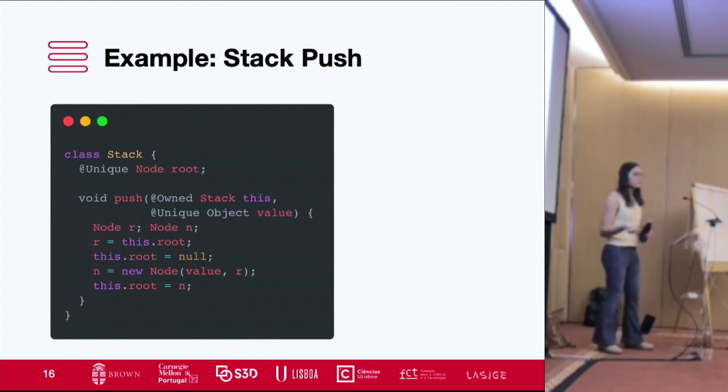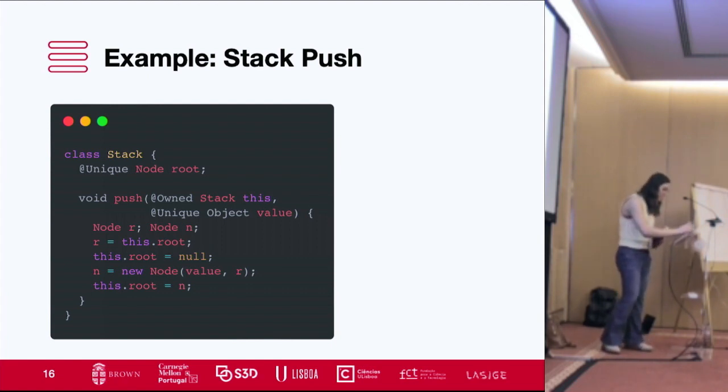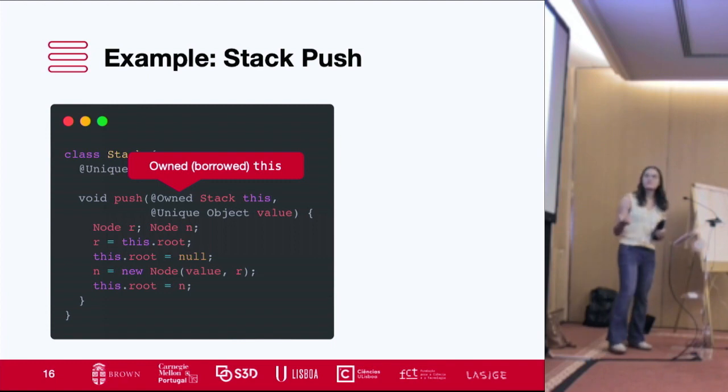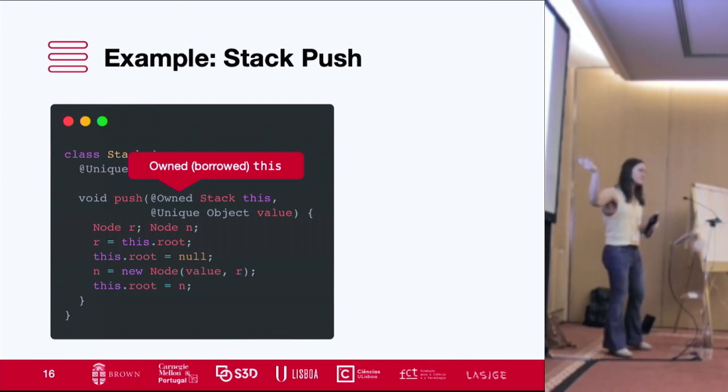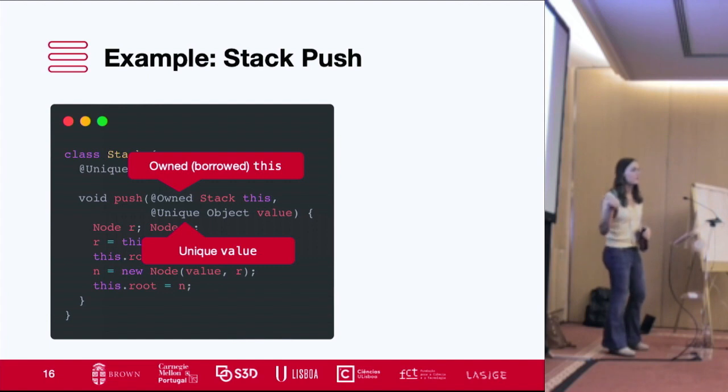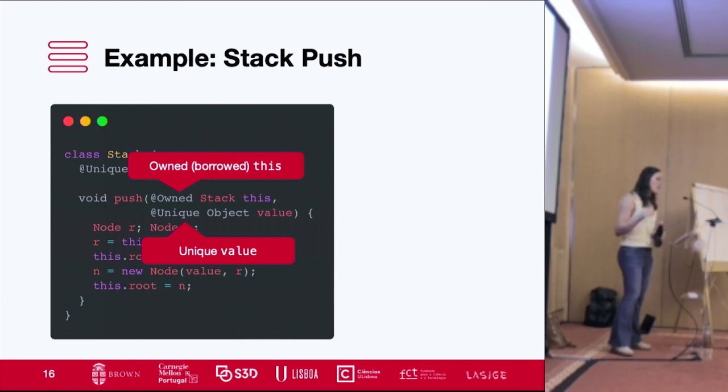And here's an example of a push method for that. So this is hard to read on here. Okay. We have an owned this parameter. So in Java, this is a syntax for annotating the receiver of a method. And we have a unique value. So notably, the value here, whenever you call the push method, is consumed. After you call this, you don't have access to the value anymore. But the receiver is borrowed.